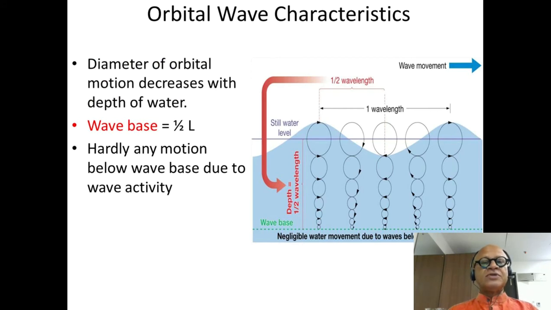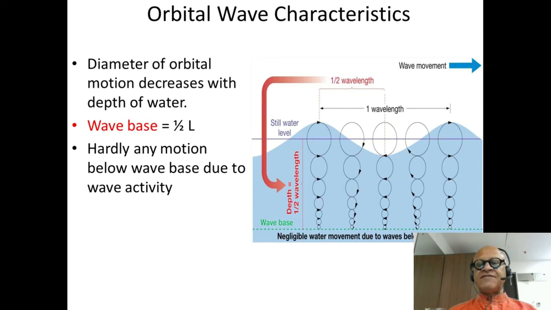Okay, so the diameter of the orbital motion decreases with depth, as we said. Why is that important? In an idealized situation, again, the wave base happens at 1/2 the wavelength, which means the distance between a crest and a crest, or a trough and a trough, if it is tilted over in the vertical, at half the distance the waveform basically disappears, and you don't feel any wave motion below the wave base.